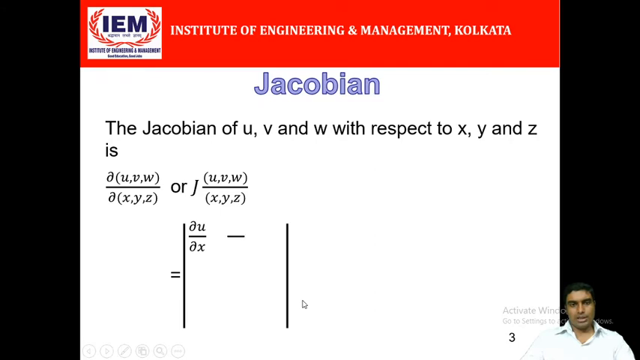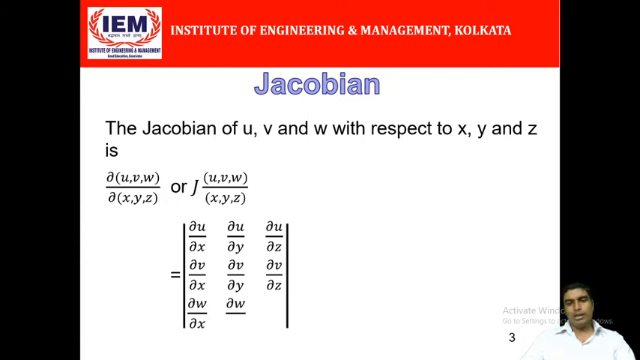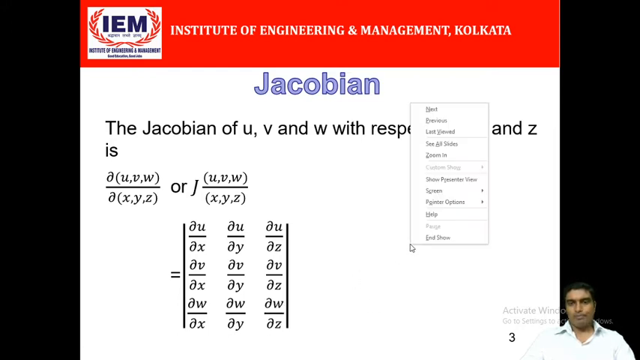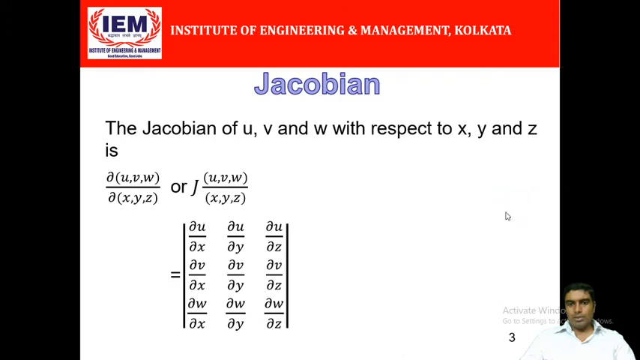So this is a 3 by 3 determinant, and the first row is del u del x, del u del y, and del u del z. Similarly, the second row will be del v del x, del v del y, and del v del z. And the last row will be del w del x, del w del y, and the last term will be del w del z. Okay, so this is basically the Jacobian for three variables.